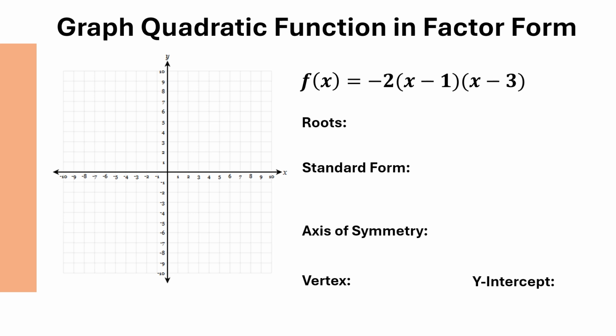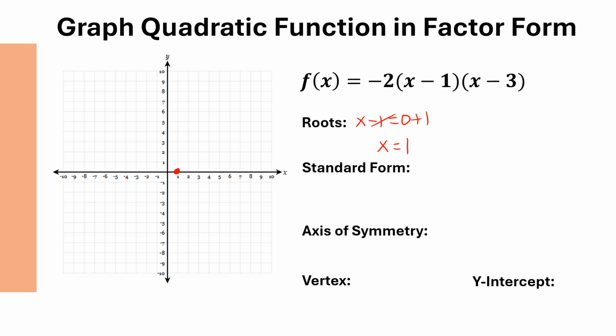To graph this quadratic function in factor form, the first thing we can find are the roots, where we set each binomial factor equal to 0. So my first binomial factor is x minus 1, set equal to 0, and you're going to solve for x. So add 1 to both sides, so x equals 1, and then plot that on the x-axis. So here's my 1. That's my first root.